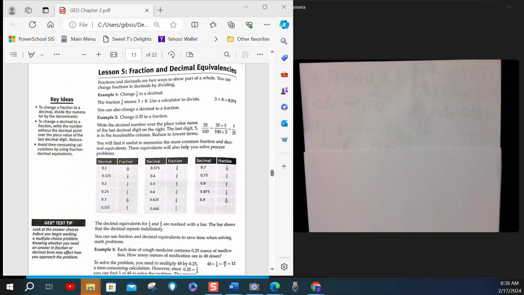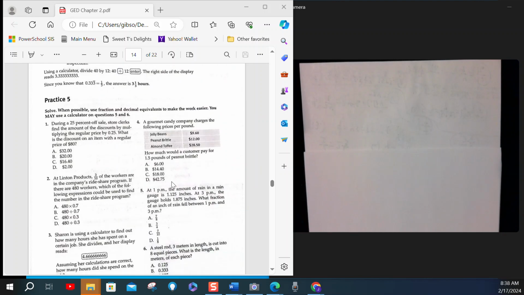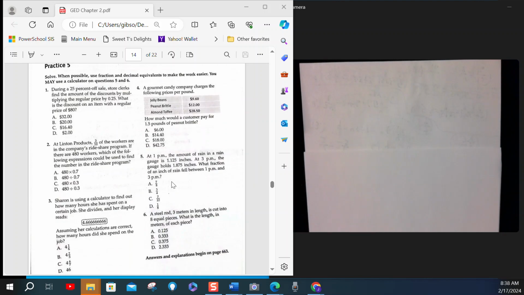Hello, class. We're about to start lesson 5, fractions and decimal equivalencies. What we're going to do in this lesson, like we have done in the other lessons, is skip over this initial part here and go straight to the problems, and then I will explain them as we go along to cover this whole lesson and what is needed.